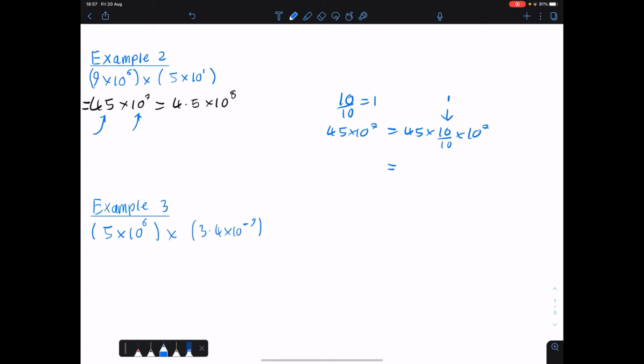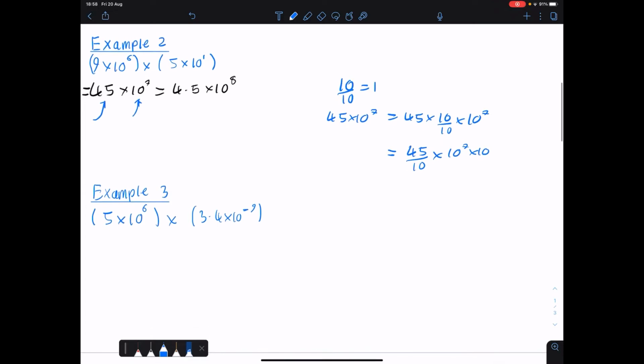So what we can do now is split up this fraction of 10 divided by 10 and take the numerator to the right of the equation and take the denominator to the left of the equation, i.e. we get 45 divided by 10 times by 10 to the power of 7 times by 10. This is the exact same thing, we've just split up that fraction in our multiplication.